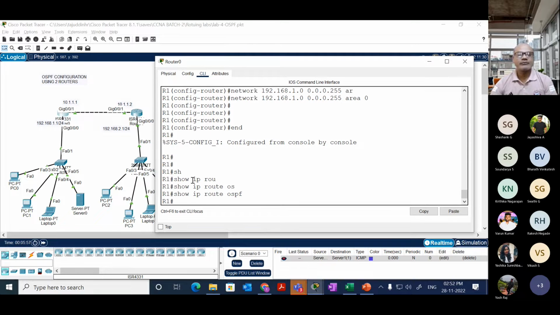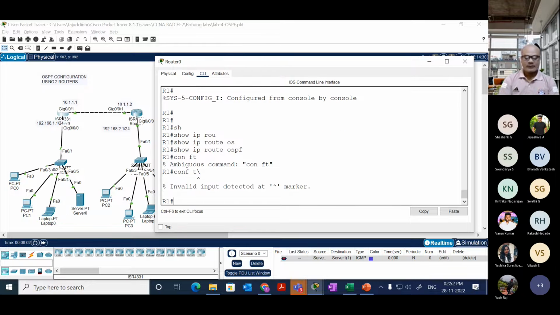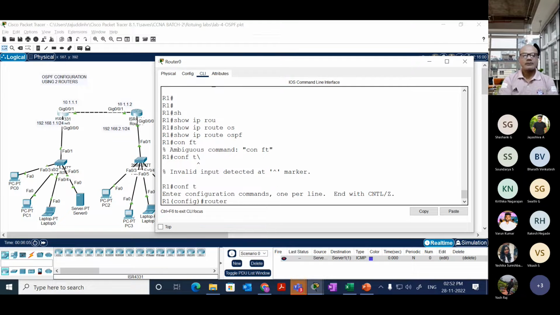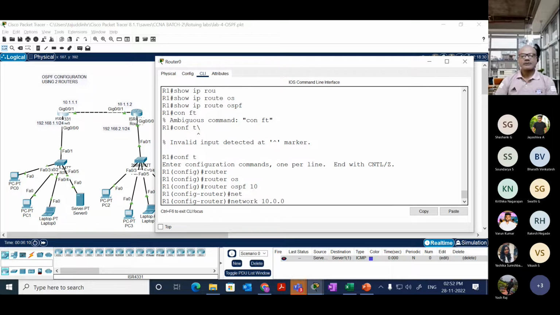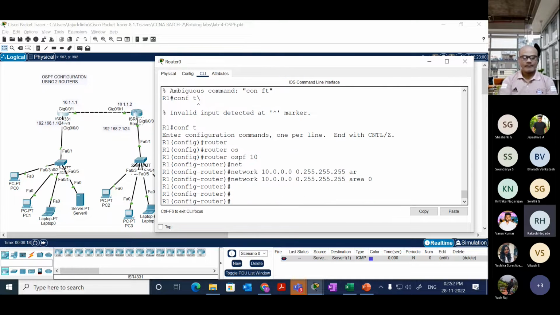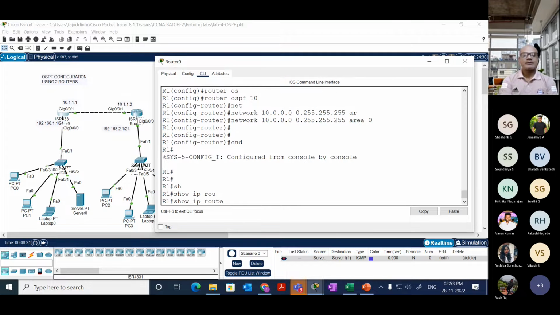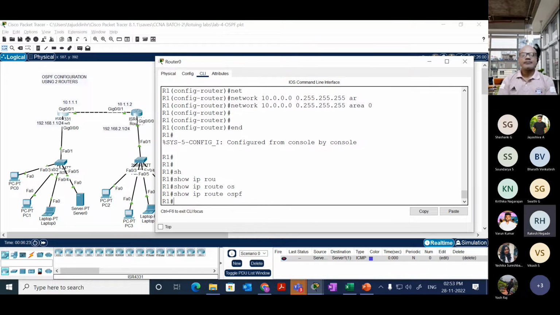And this side also we are confident, right? Yes. So router OSPF, then network 10.0.0.0 0.255.255.255. Show IP OSPF. Okay, so now it should form the adjacency. It takes time because the administrative distance value is 110.